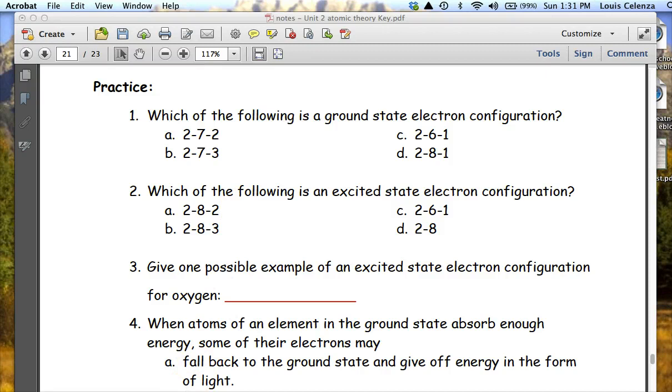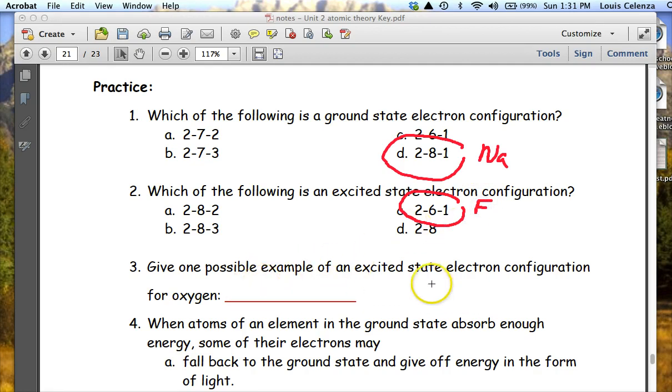It says here, which of the following is a ground state configuration? Well, it has to be on the periodic table. The only one that you'd find on the periodic table would be 2,8,1, that is sodium. The rest are all in the excited state. Now the opposite, they're asking which is in the excited state, so you're looking for the one that is not on the periodic table. So the one that would not be on the table is 2,6,1. That would be 8,9. That is fluorine, but in the excited state.